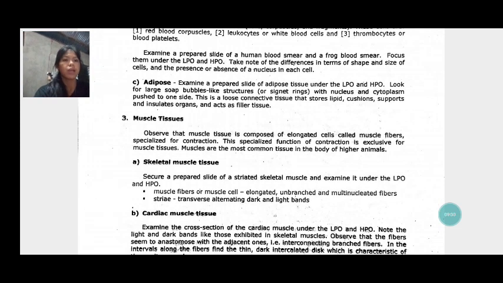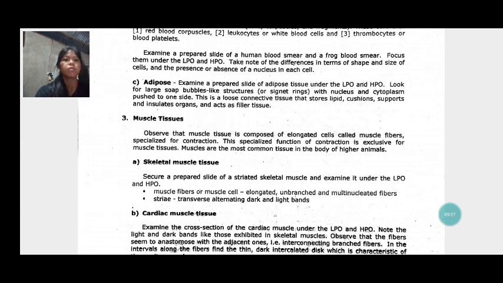Examine a prepared slide of adipose tissue under LPO and HPO. Look for large soap bubble-like structures or signet rings with nucleus and cytoplasm pushed to one side. This is a loose connective tissue that stores lipid, cushions, supports, and insulates organs and acts as filler tissue.